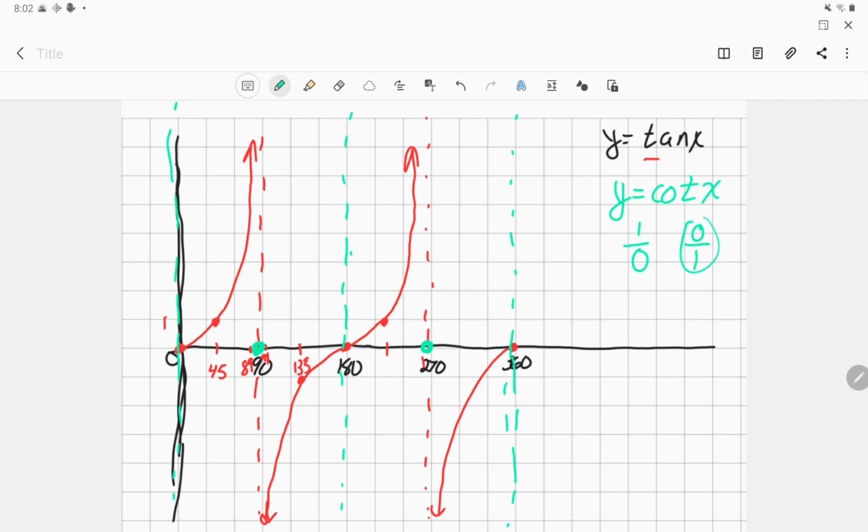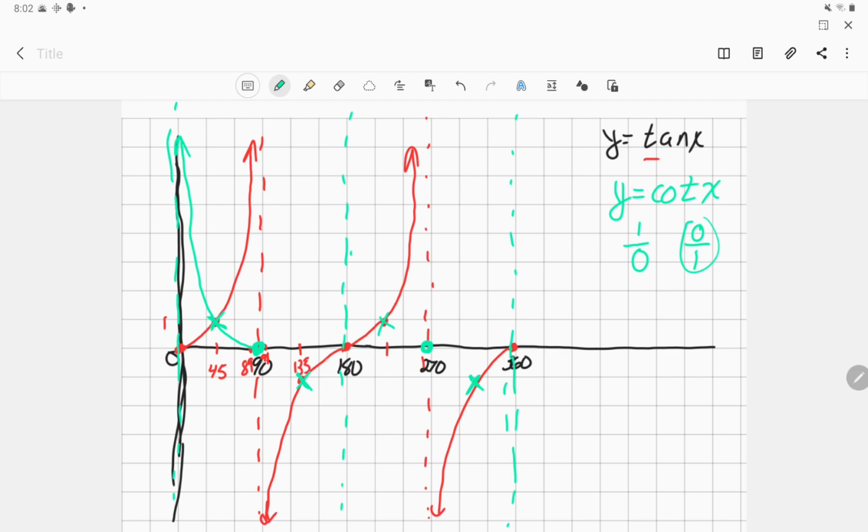Wherever the graph was at 1, the reciprocal is also 1. So that's an invariant point. Same thing with negative 1. So that's an invariant point, and that's an invariant point, and that's an invariant point. Wherever the graph is at 1 or negative 1, there's an invariant point. Now, the graph has to go in the opposite direction. So here between 0 and 90, the graph is going up. So the reciprocal is simply going to go in the opposite direction.